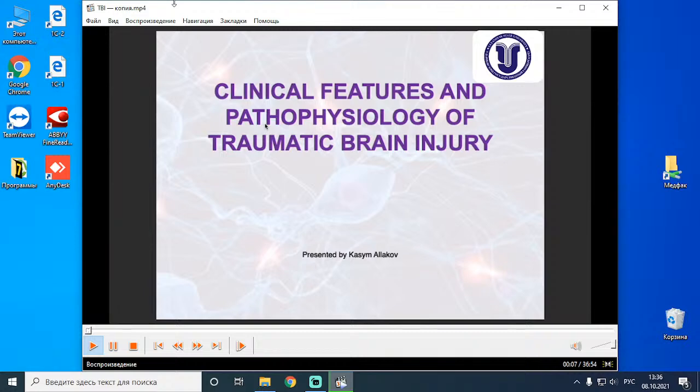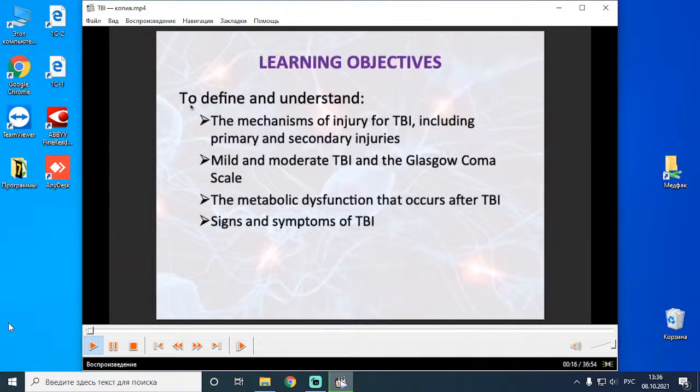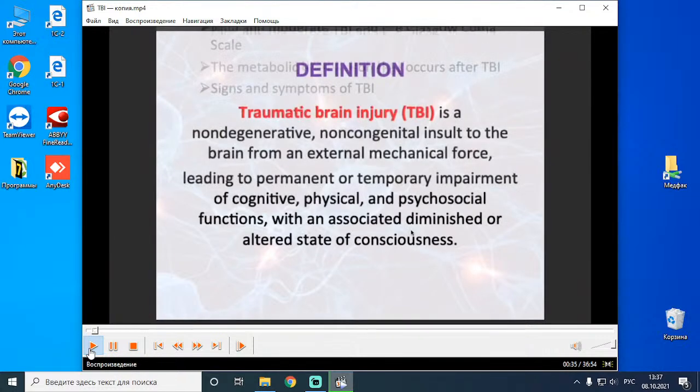Learning objectives: to define and understand the mechanisms of injury for TBI, including primary and secondary injuries, mild and moderate TBI under the Glasgow Coma Scale, the metabolic dysfunction that occurs after TBI, and signs and symptoms of traumatic brain injury.